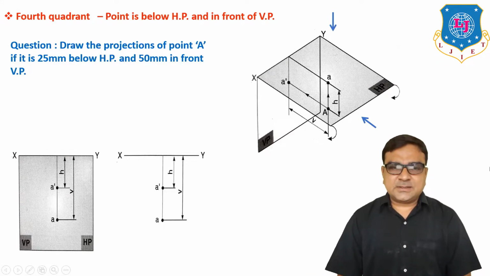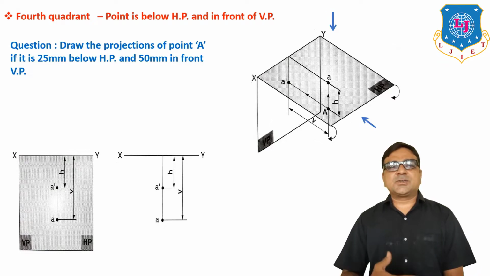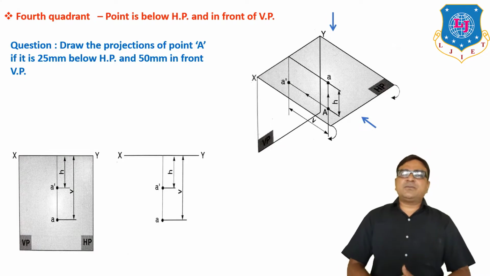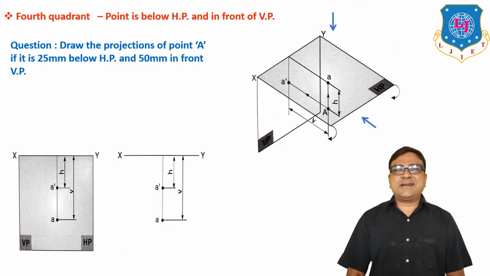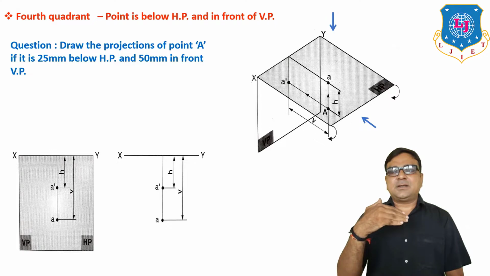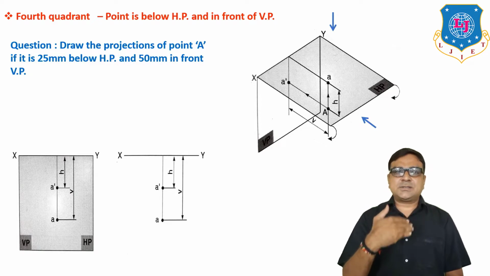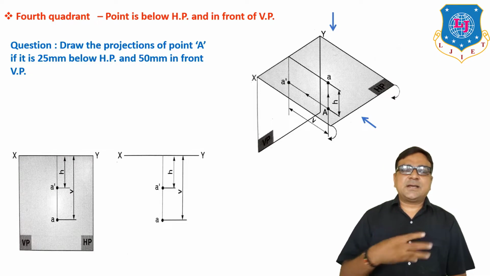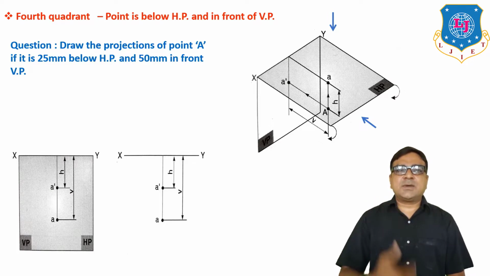In this lecture, we learned about the projection of a point when the point is located in the first quadrant, second quadrant, third quadrant and fourth quadrant. The summary of this lecture: when any point is located in the first quadrant, its projections will be in such a way that the front view is always above the XY line and the top view is below the XY line. When the point is in the second quadrant, both the views come above the XY line.